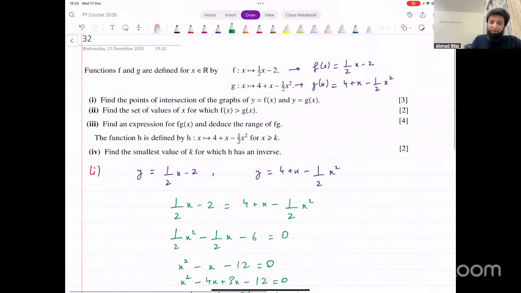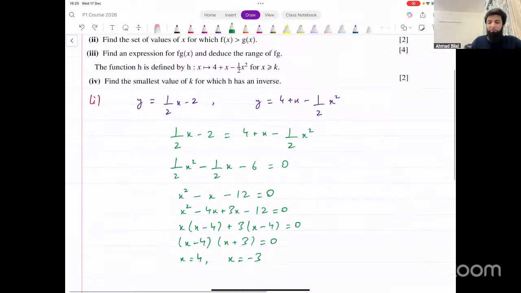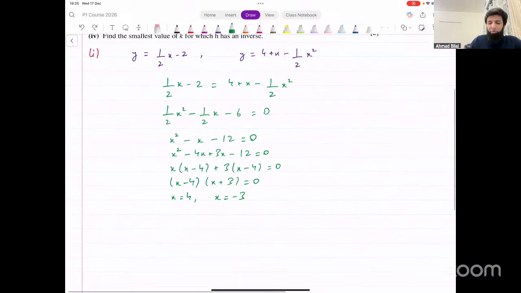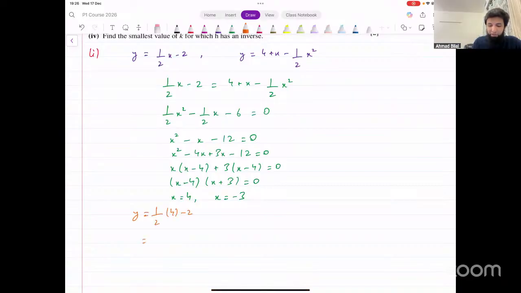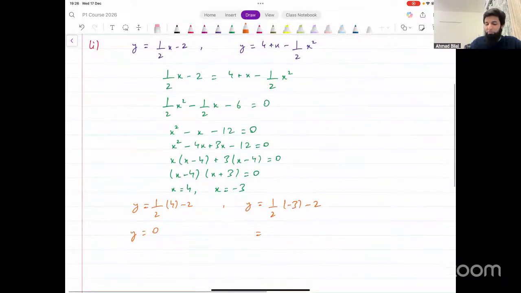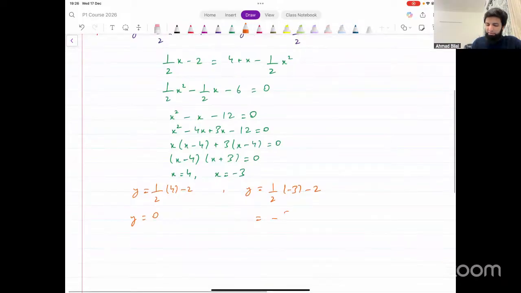Now we wanted points of intersection. That means we want the y coordinates as well. So we can input them in any one of those two functions to get the corresponding y values. I'll input them in the first one. Y equals half into 4 minus 2. That gives me 2 minus 2, that's 0. And when I input x equal to negative 3, I get half into negative 3 minus 2, which is minus 3 over 2 minus 2. What will that be? Minus 7 over 2, I think.